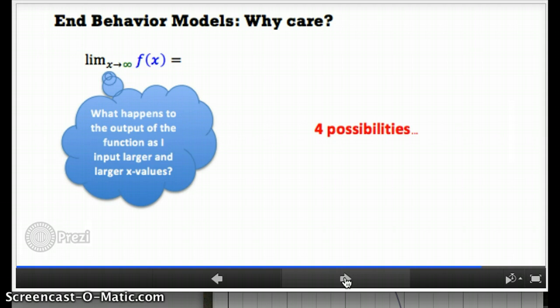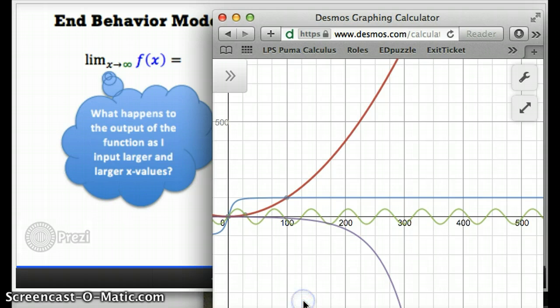So think about the meaning of this limit. The limit as x approaches positive infinity of f of x. By now you should be really comfortable interpreting this limit as a question, and the question is asking what happens to the output of the function as I input larger and larger x values. Well, the truth is there's kind of 4 possibilities, and I'm going to show you those 4 possibilities graphically.